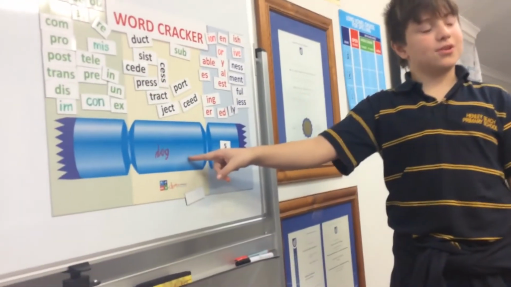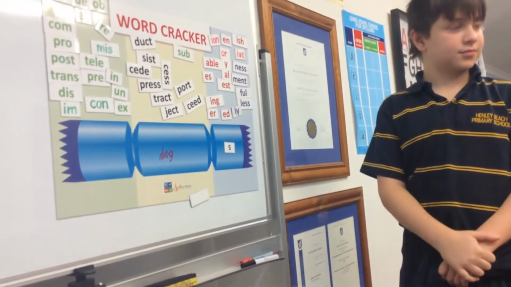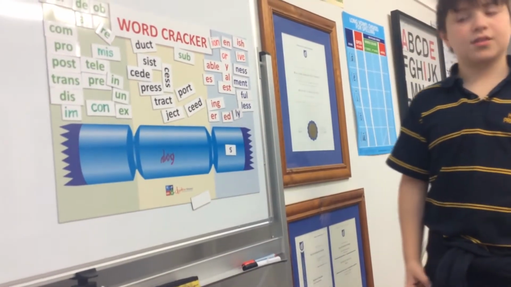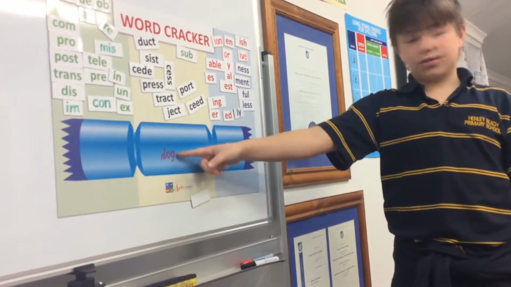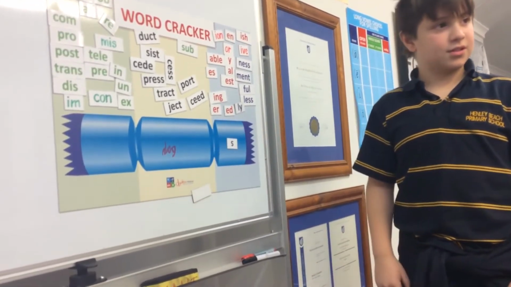Okay, the base word, the word we started out with before we put a suffix on it was... Is it always the middle word? Well, in the cracker, it'll always be the base or the root in the middle, and I'll teach you about roots another time. But what was the base word, mate, before you put the suffix on? Dog. Good, and you changed its meaning slightly by adding the suffix?